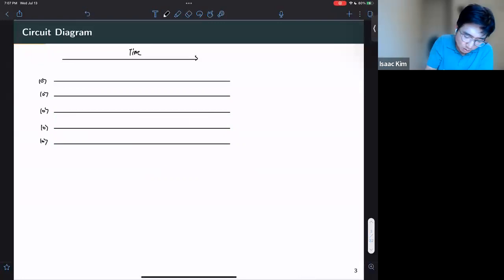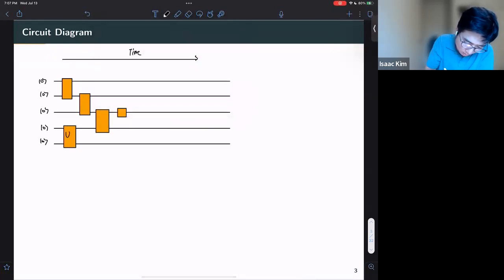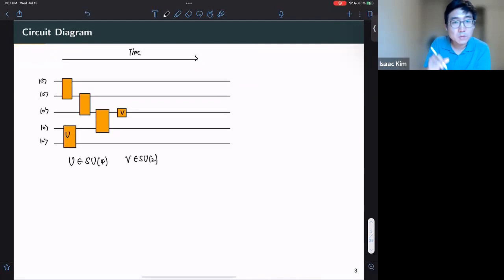And then you can have some unitary transformations, which are the gates. So if you have, let's say, gates acting on 2 qubits, like the gates that I drew, then formally speaking, we call this U. So U will be an element of SU(4). And if you have V, then V will be an element of SU(2). And of course, you can write down the circuit this way.